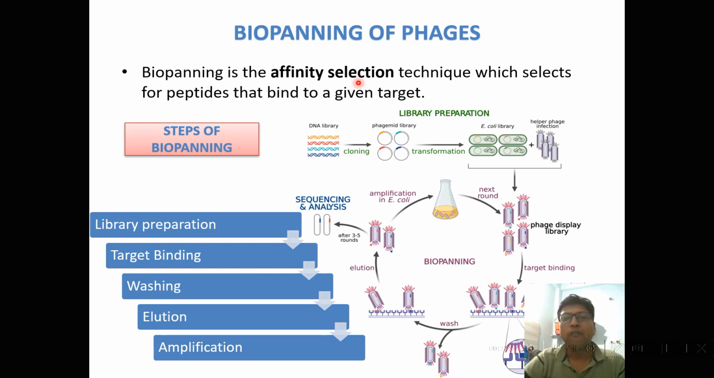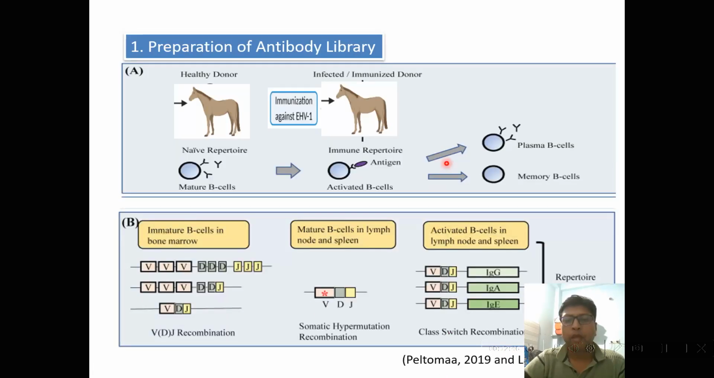Biopanning is basically an affinity selection technique, which can be performed either in the laboratory or in vivo, meaning in an animal model. Biopanning is divided into five different steps: first is library preparation, then target binding, washing, elution, and amplification. If we talk about them one by one, first is the preparation of the peptide library.